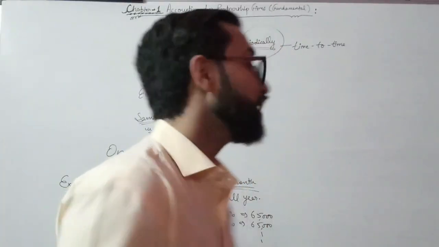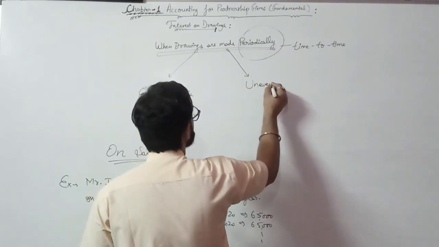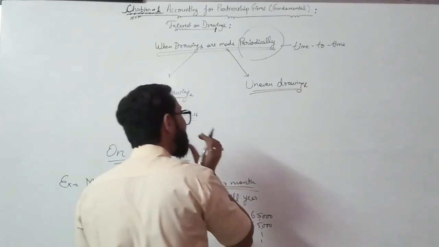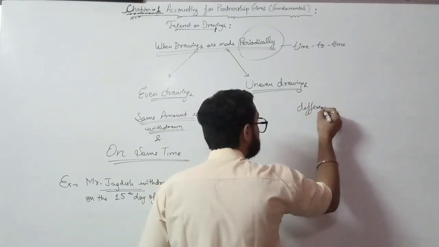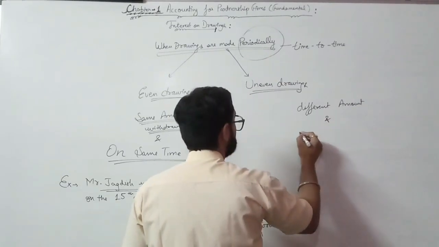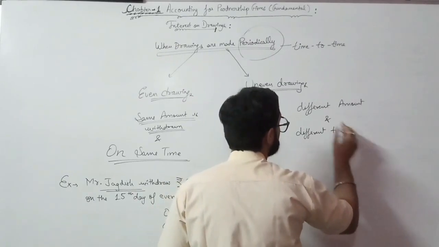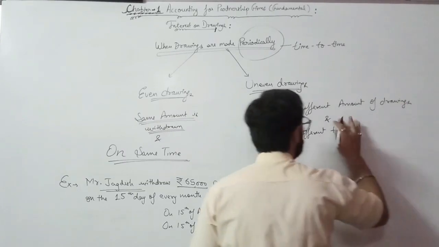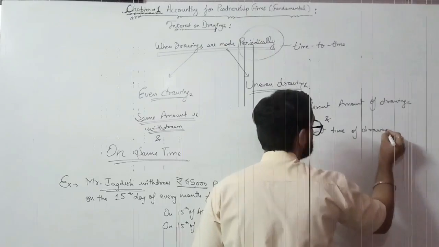The second type is uneven drawings. Now what are uneven drawings? Different amount and different time. Different amount of drawings and different time of drawings.